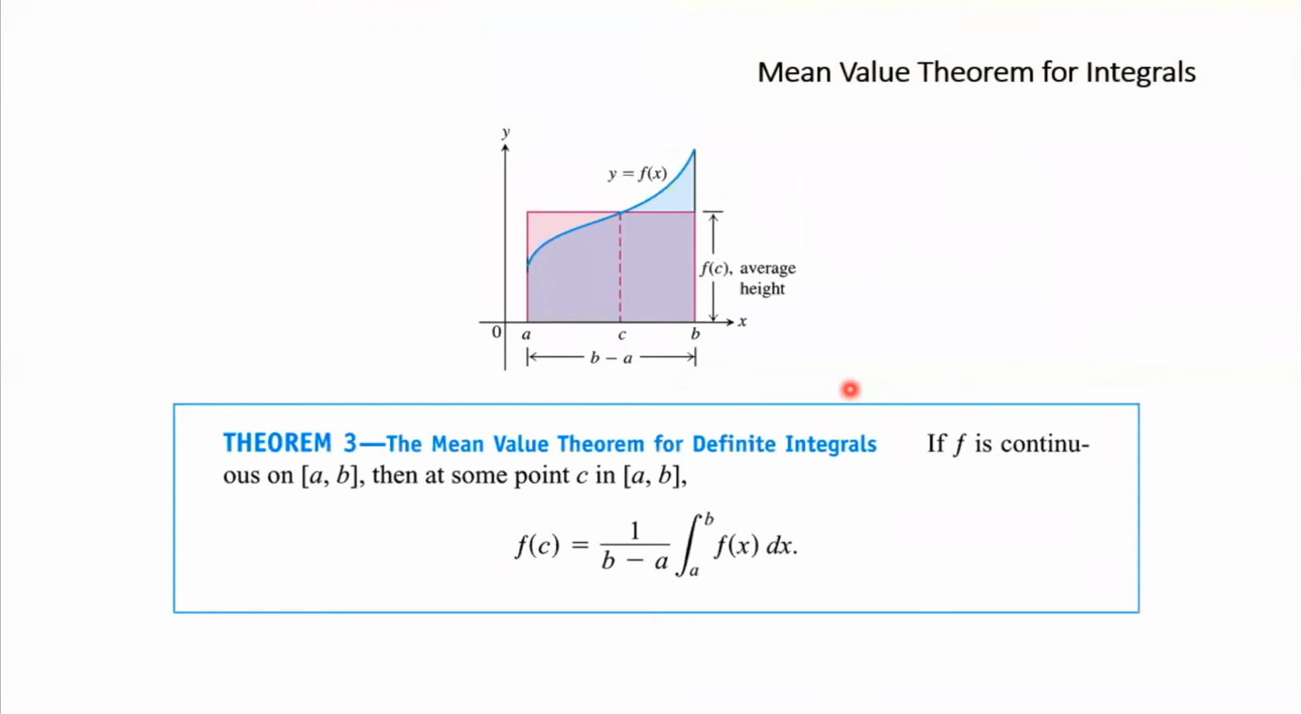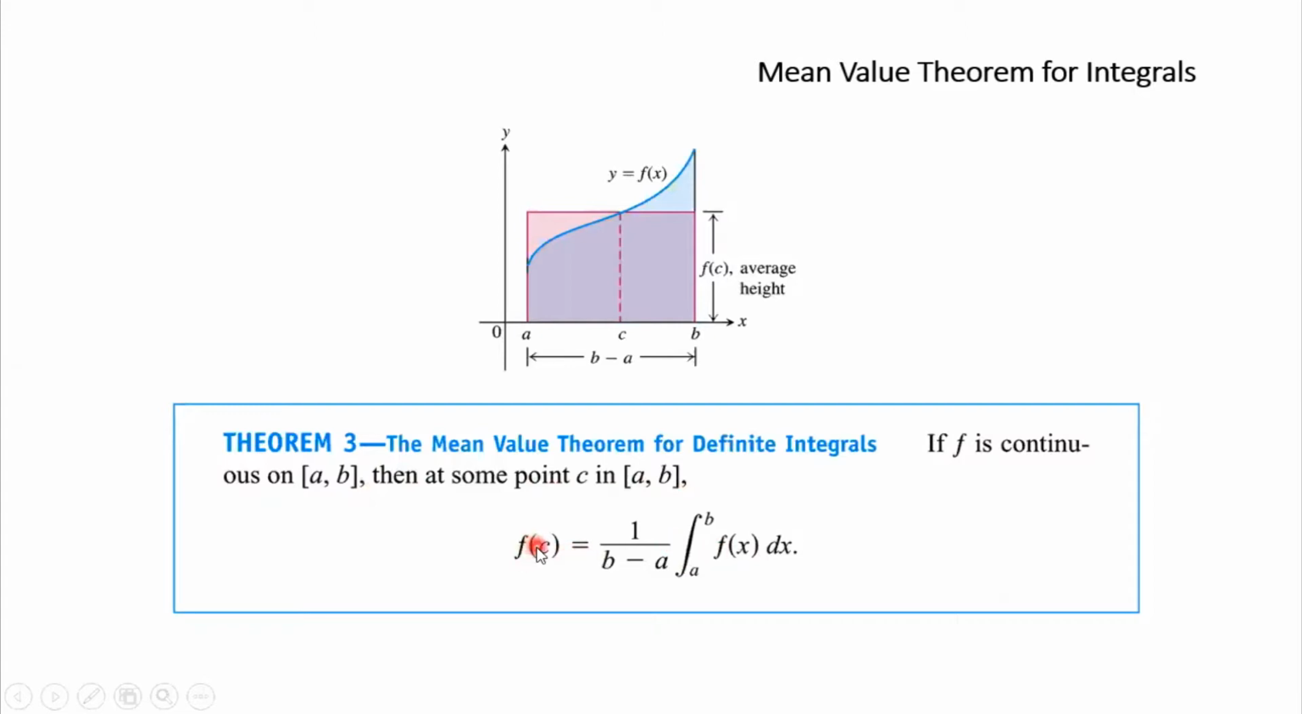But first, we have to discuss this one first. So what is the mean value theorem for integrals? As you can see, the theorem states that if f is a continuous function on a closed interval a and b, then at some point c in the closed interval a and b, this equation holds, meaning the value of f of c is equal to this.